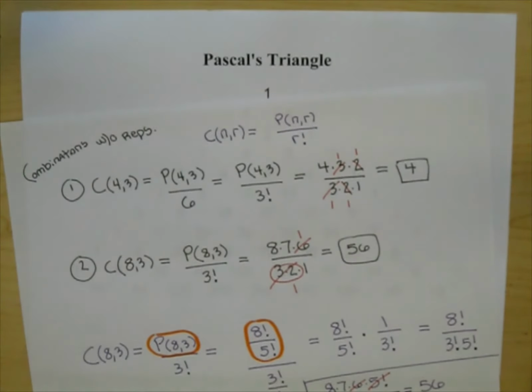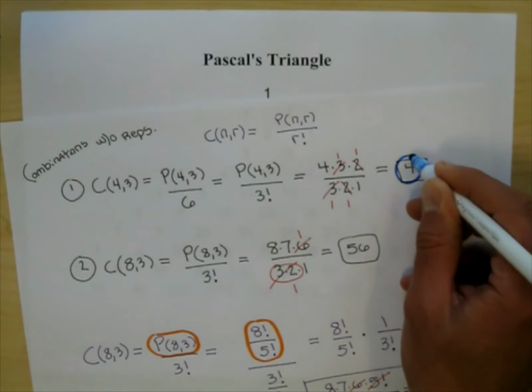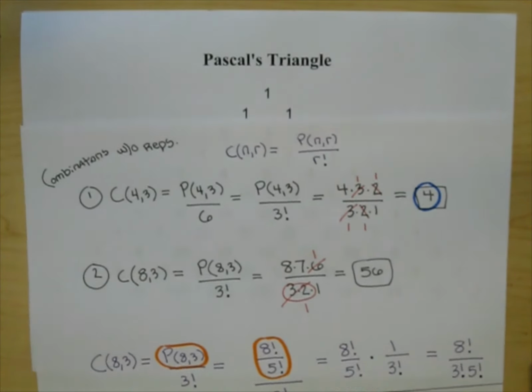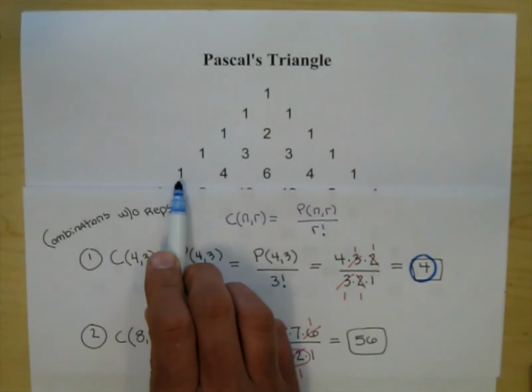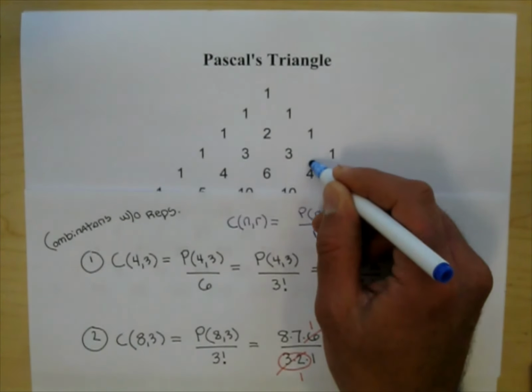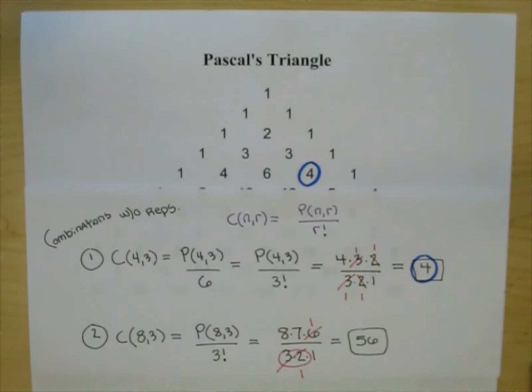So let's take a look at this first one here. 4 choose 3 was 4. So Pascal's triangle says, hey, let's go to row 4, which is that one right there. Put your finger on that first one and you're going to slide over 3. 1, 2, 3. It's 4 right there.